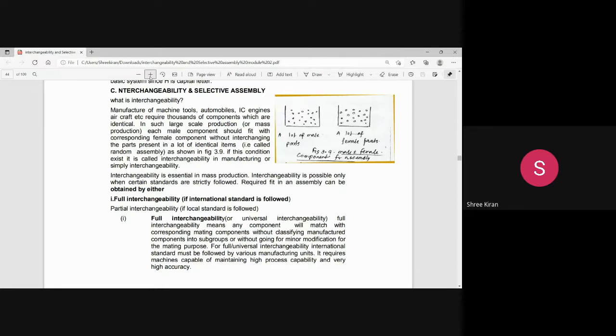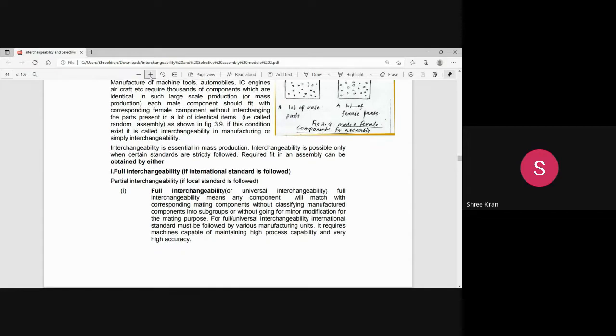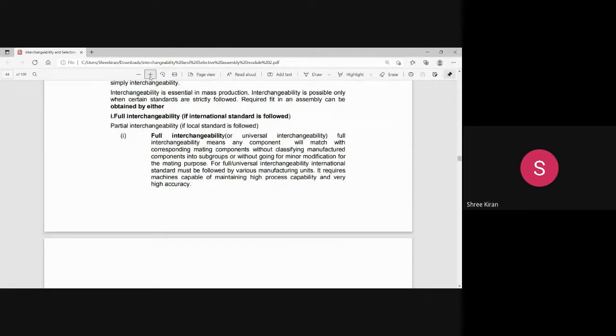Okay. Now we can say about full interchangeability. If an international standard is followed, we name it full interchangeability. Then there is partial interchangeability, which happens if local standards are followed. In the case of partial interchangeability, it happens if the local standards are followed.